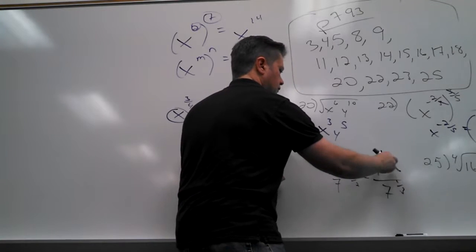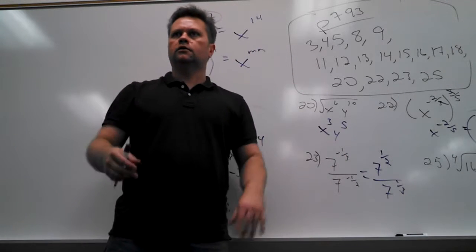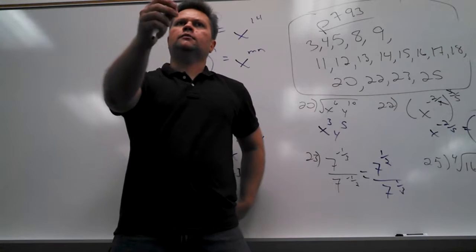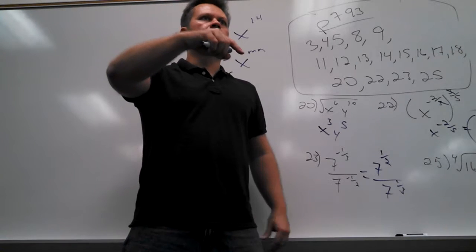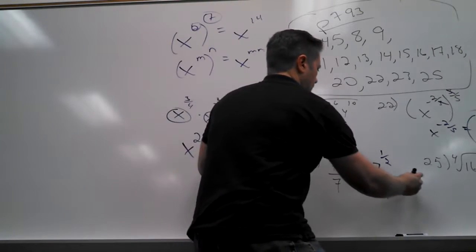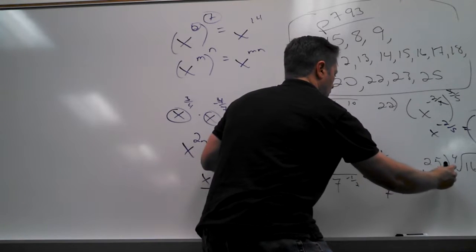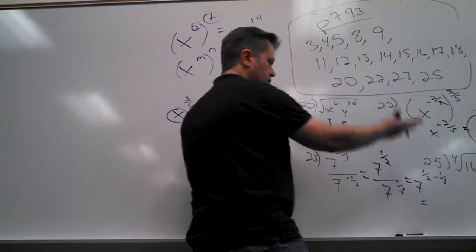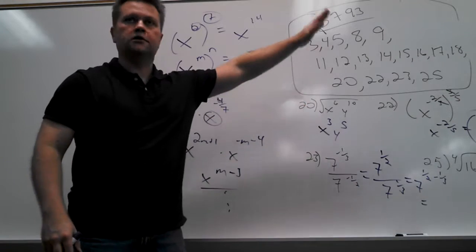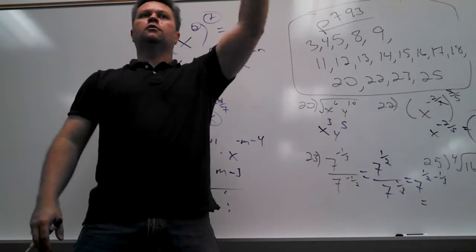Now what do you do with these powers? Subtract. Good. Like bases, you subtract the powers when you're dividing. So like I just said, you have to get what? LCD. So it'll be 3/6 minus 2/6. You should get 7 to the 1/6.